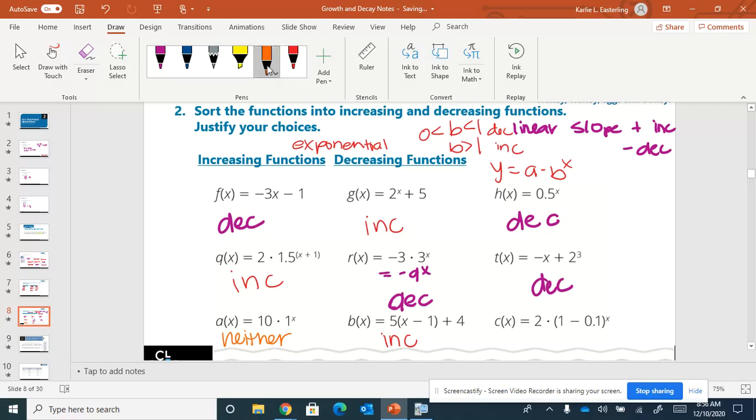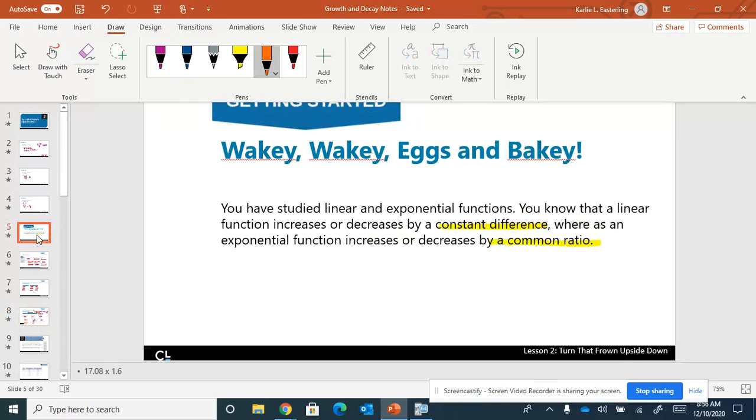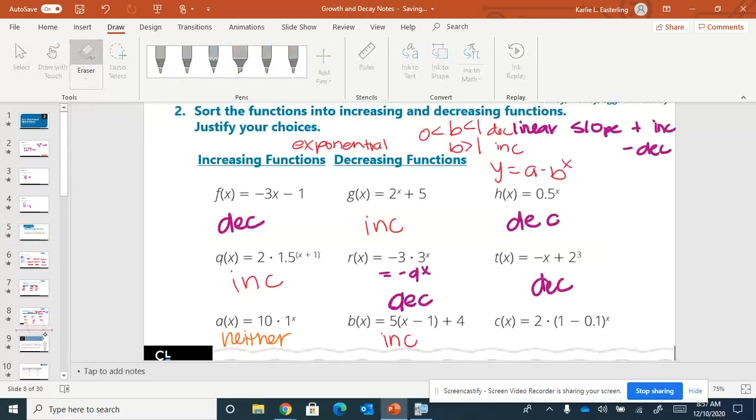So the reason for that is because we're starting at 10, and our constant ratio here is 1. So we're constantly going up by 1. So that is what's making it a constant ratio. And if you look up here, our constant difference as well. It's making it a constant difference between the numbers because it's 1. So that is why that one is actually neither.